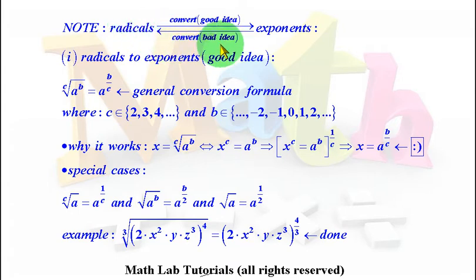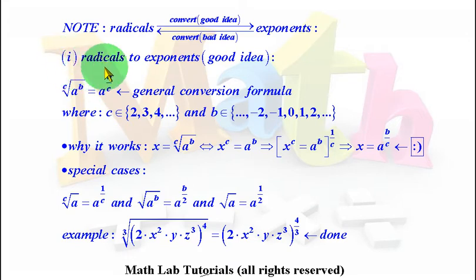I really think it's a bad idea, but some teachers want you to go from exponents to radicals, so I'm including it in this video, but most of the time we'll be going from radicals to exponents. Especially when you're dealing with higher level mathematics such as calculus, going from radicals to exponents is the way to go and not backwards. Anyway, that little bit of a sermon is over. Keep that in mind.